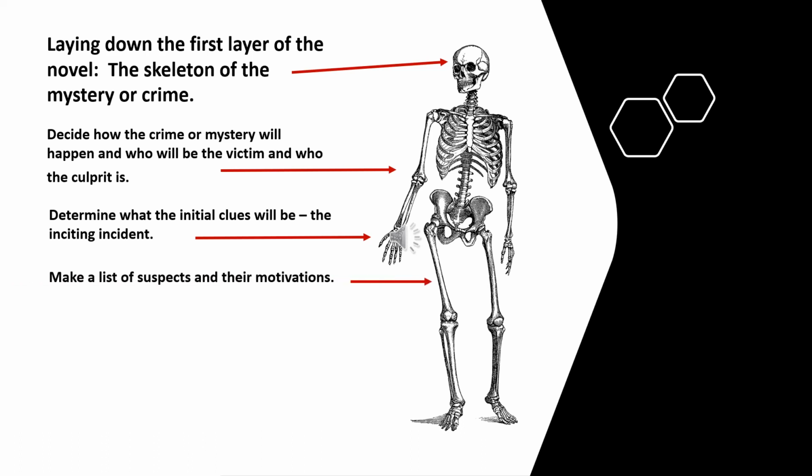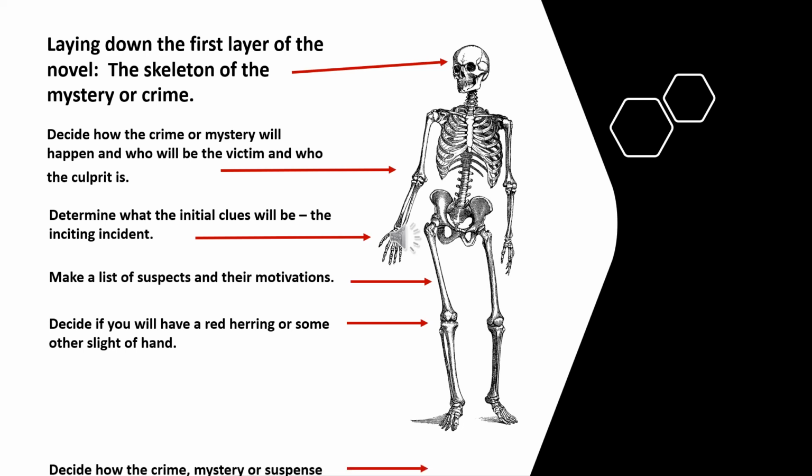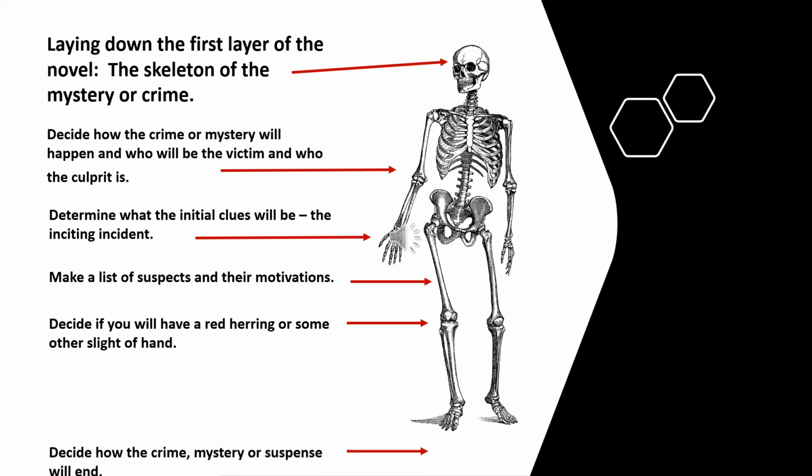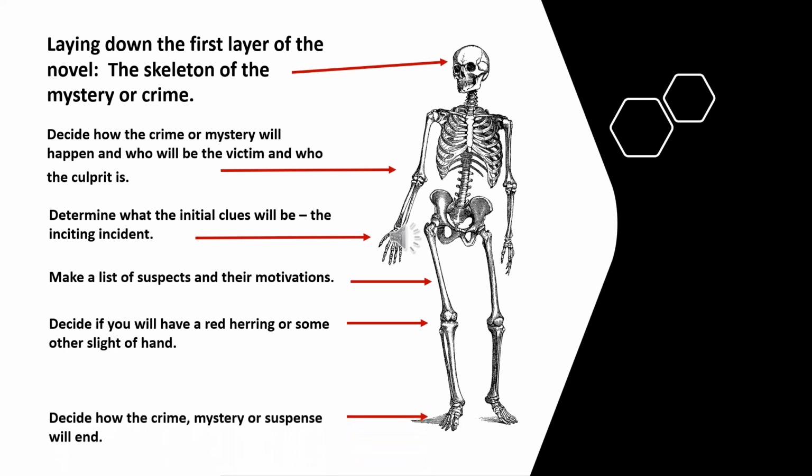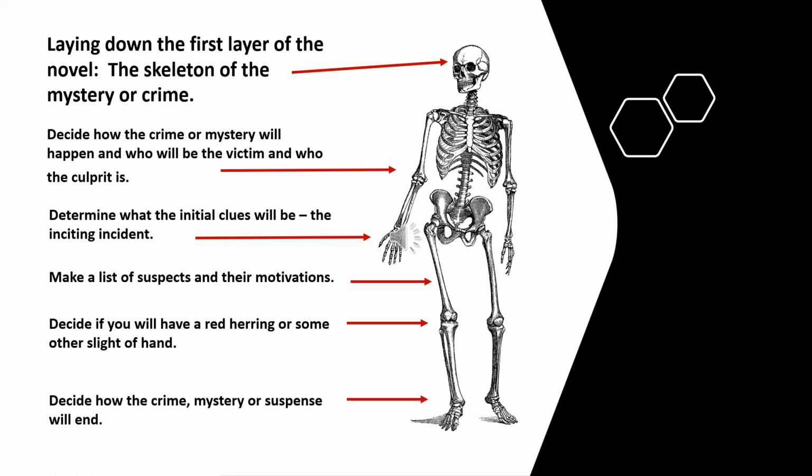Then decide who the other suspects will be and what their motivation could be. Decide if you're going to have a red herring or some other sleight of hand. Now, if you don't have the idea for a red herring or sleight of hand right now at this point, don't worry about it, because there's plenty of flexibility in order for you to capture one that comes up during the creative process.